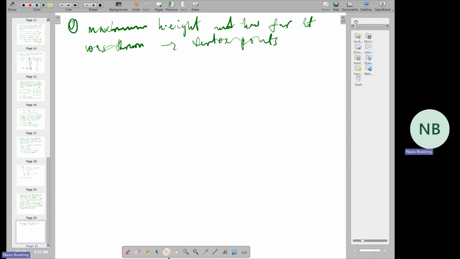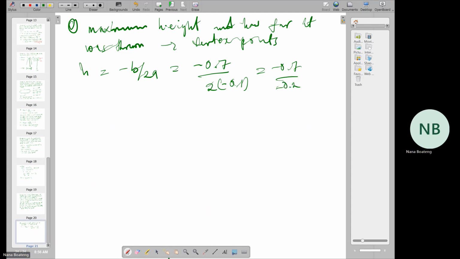All right, so the vertex point h is minus b divided by 2a, which is equal to negative 0.7 divided by 2 times negative 0.1, which is negative 0.7 divided by negative 0.2, which is equal to 3.5 feet.